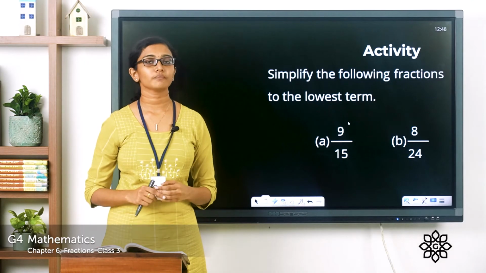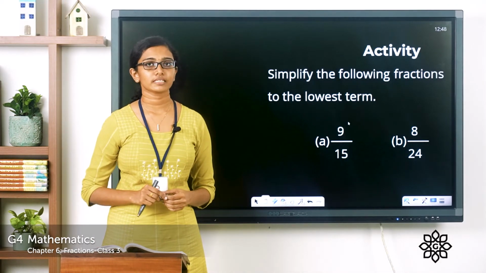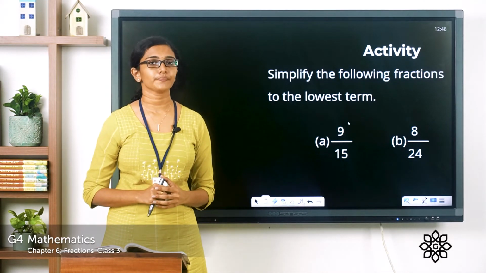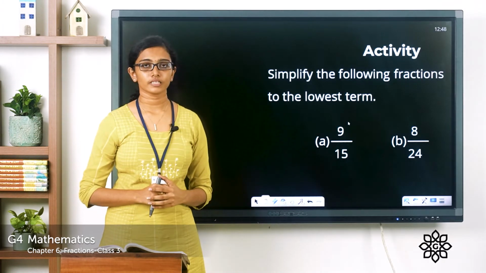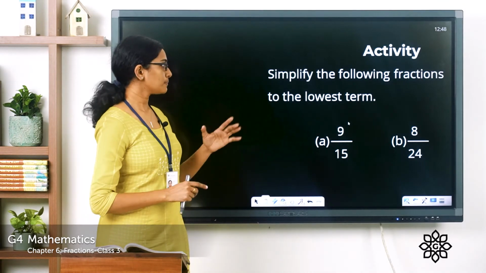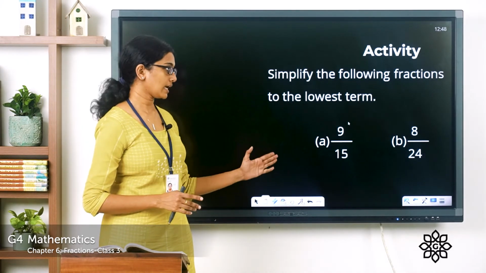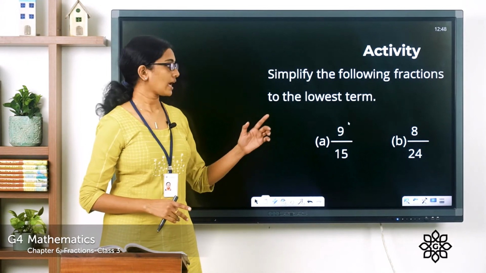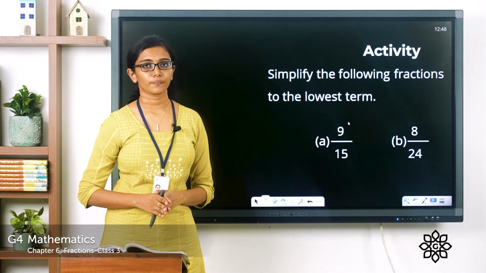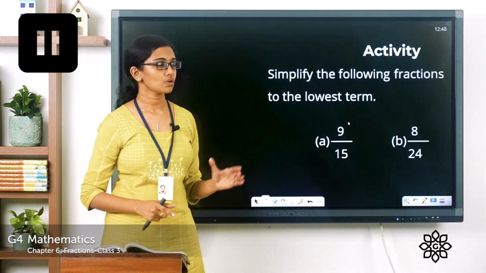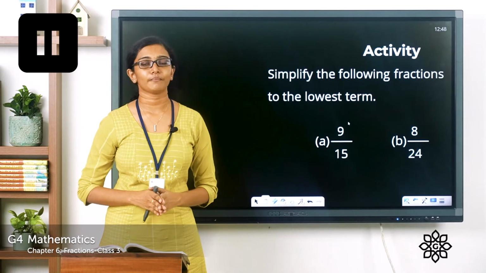All of you please take your maths notebook. Put today's date. You can write the name of the topic and then you note down these questions in your notebook. Simplify the following fractions to the lowest form. Question A, 9 by 15 and question B, 8 by 24. You please pause the video, finish the activity and then come back.